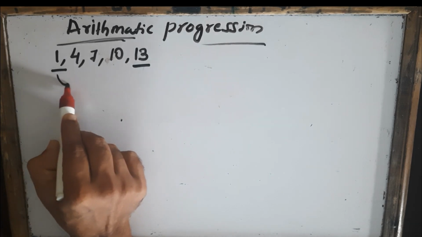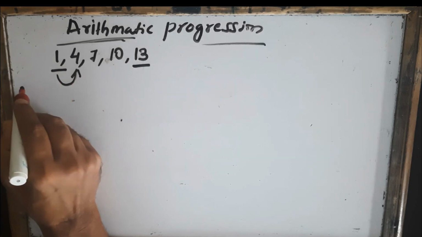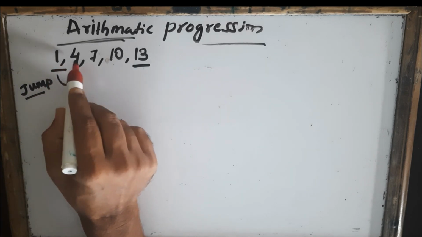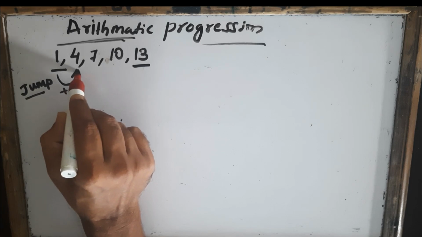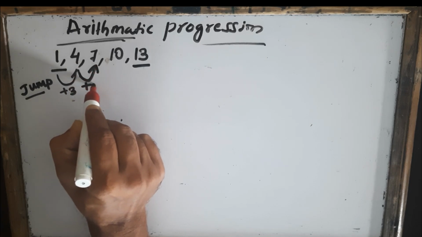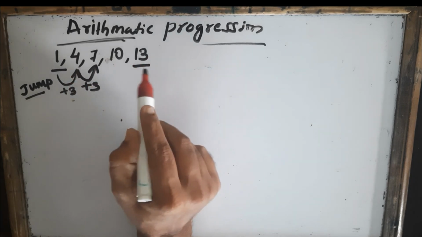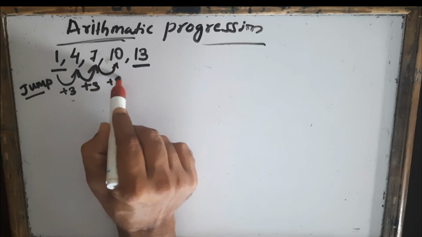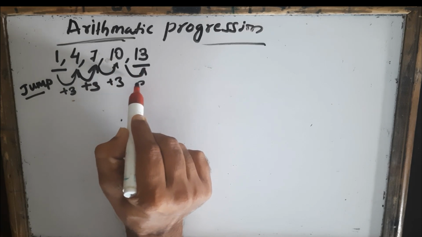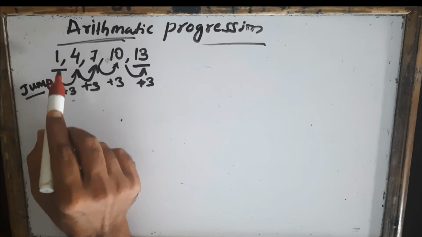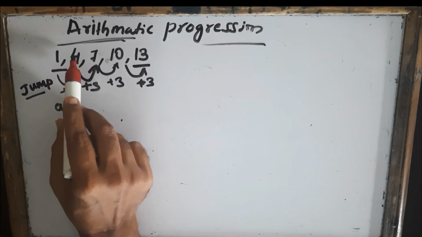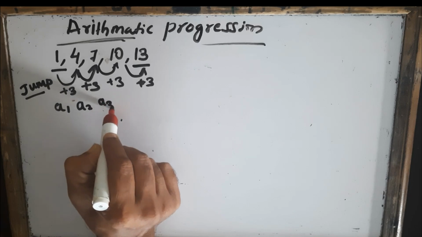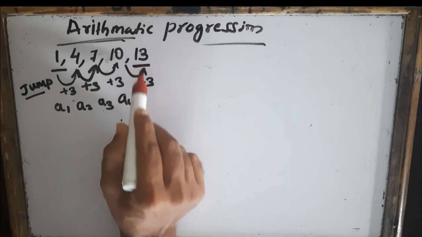The difference between each element, we call it the jump. From 1 to 4 is plus 3, and 4 to 7 the progress is plus 3. Like that you can observe that each element has plus 3. We call the first element A1, the second element A2, then A3, A4 and A5.